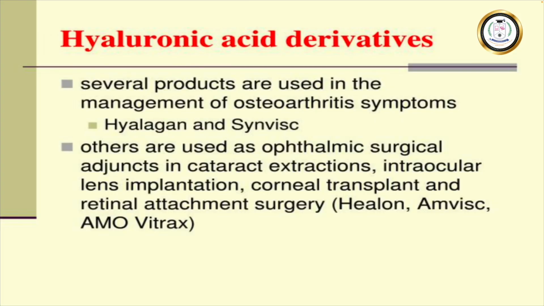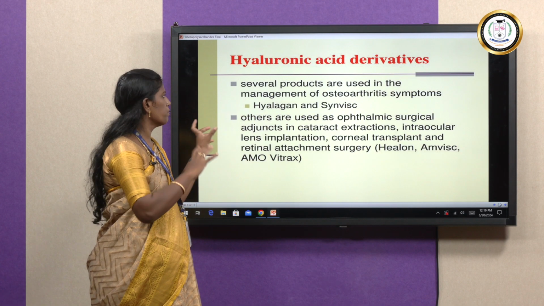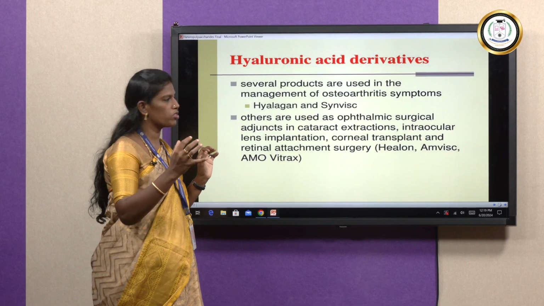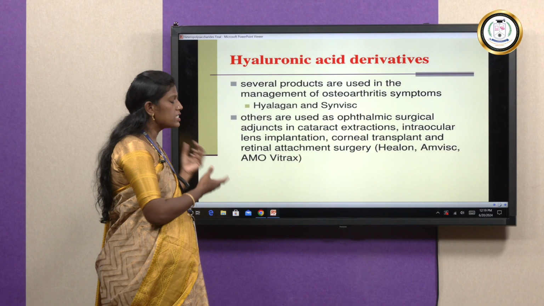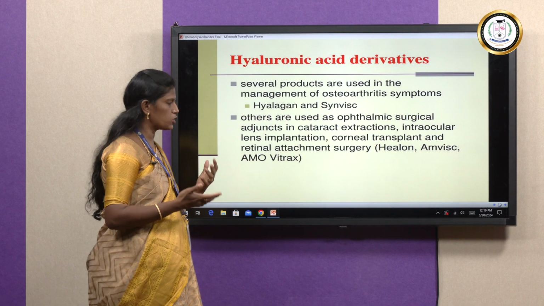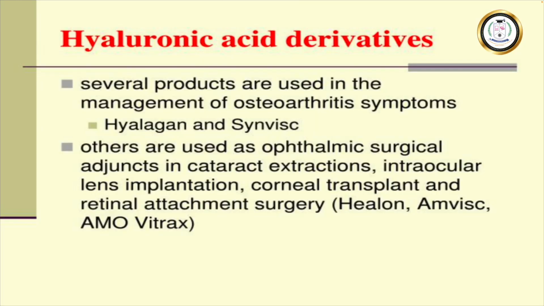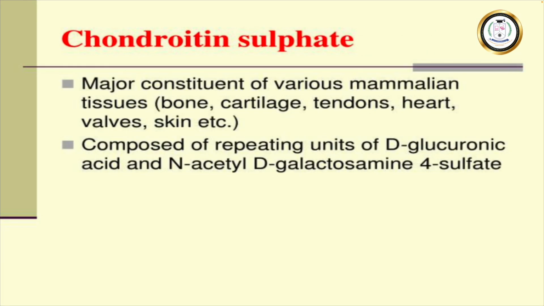Some carbohydrate proteins are also involved. The main derivatives of hyaluronic acid are Hylan and Synvisc. These are used for the management of osteoarthritis. They are also used for eye protection in eye surgeries like cataract extraction, lens implantation, corneal transplantation and retinal attachment surgery.